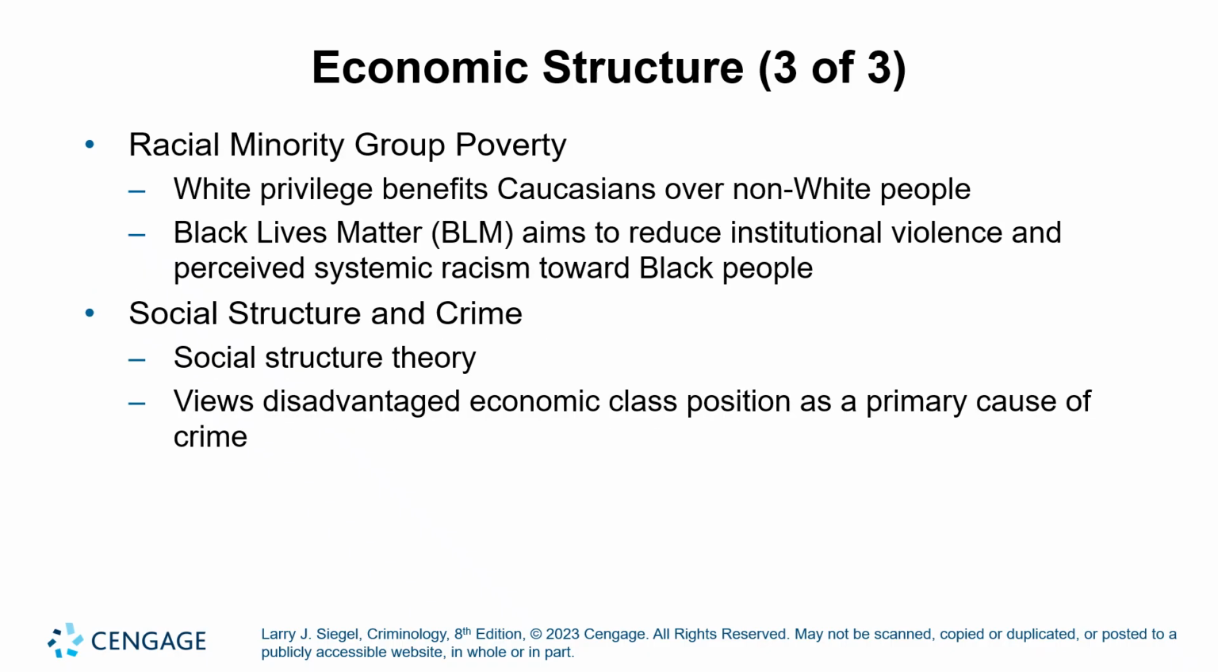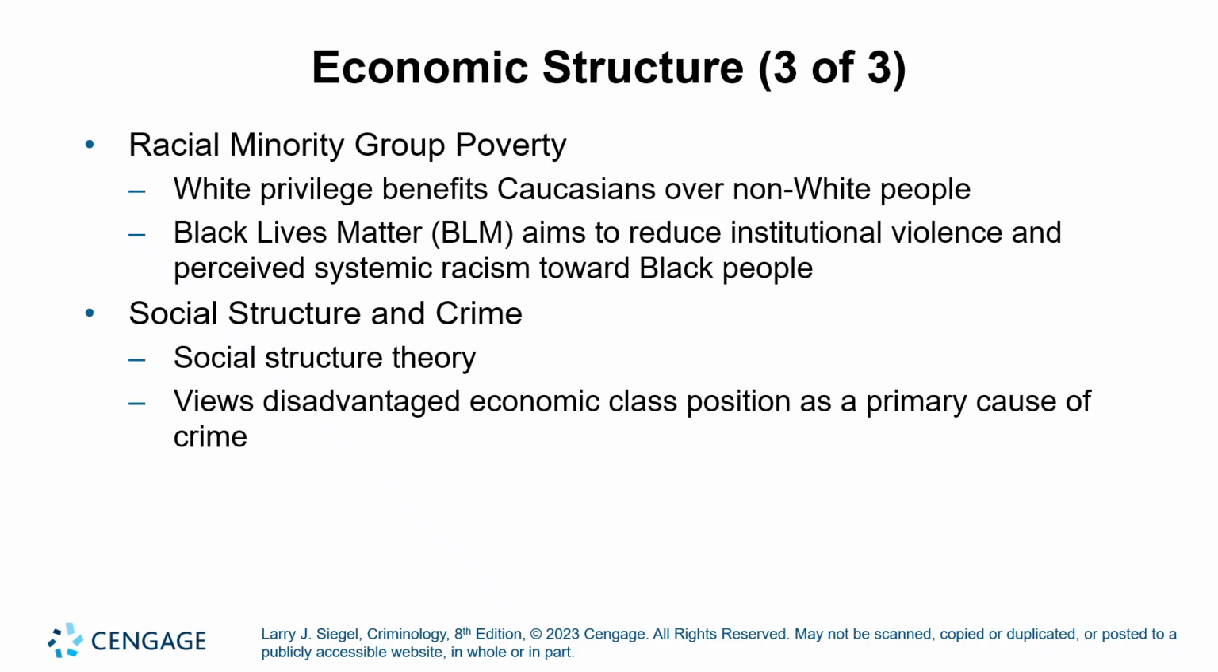Economic structure also affects crime through racial and ethnic inequality. Racial minority groups are more likely to experience poverty due to long-standing structural advantages, often described as white privilege, that tend to benefit white individuals over non-white groups. Movements like Black Lives Matter emerged in response to concerns about institutional violence and perceived systemic racism, highlighting how social structures can shape lived experiences across different communities.